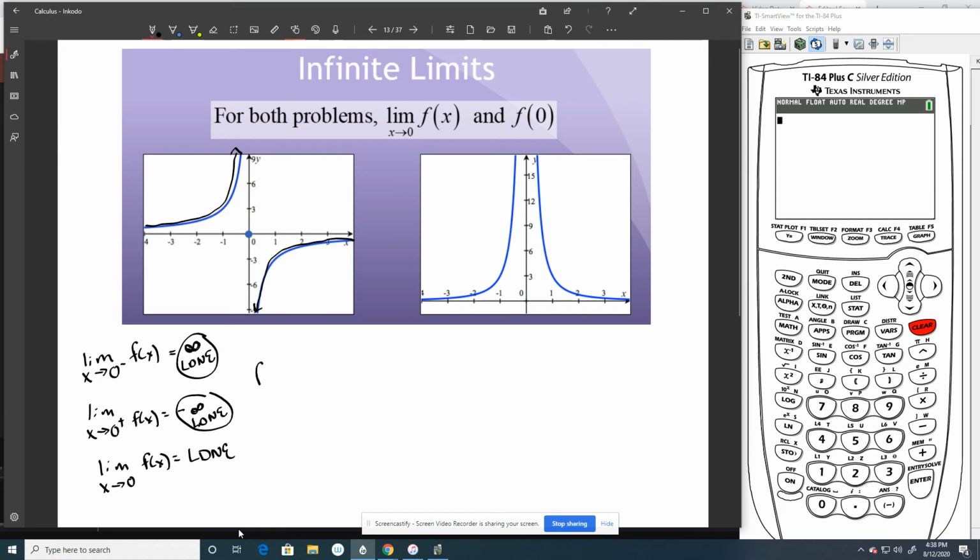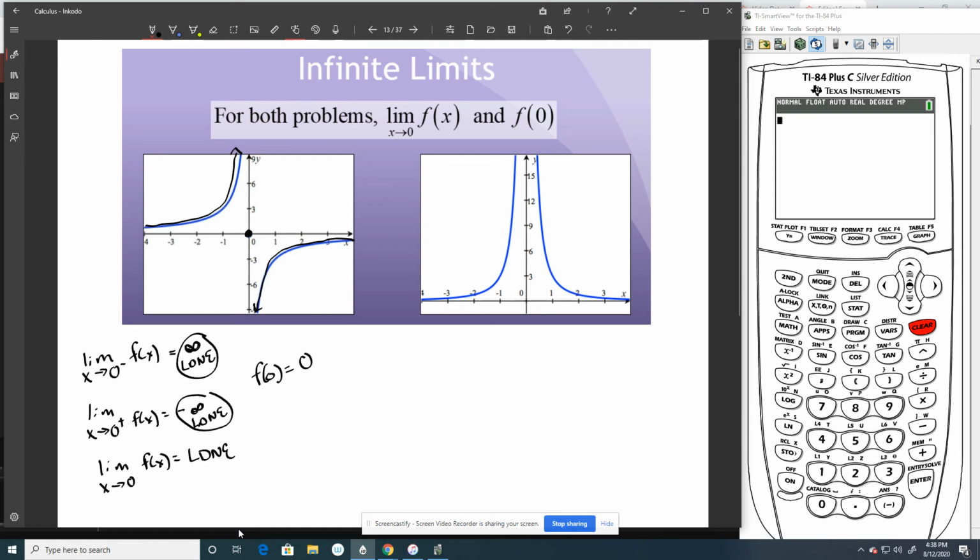Okay? Now, if I wanted to find f of 0 on this one, my y value when x is 0, f of 0 is right here. My y value is 0, which again doesn't bear an effect on our limit. It's just information we may want to know.